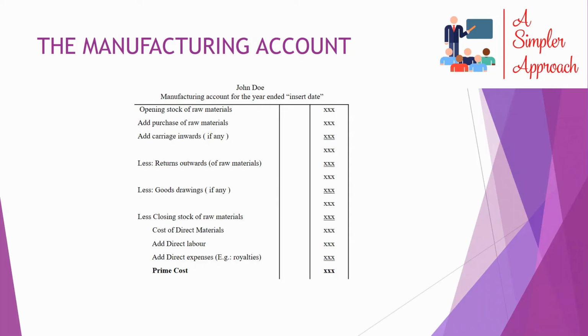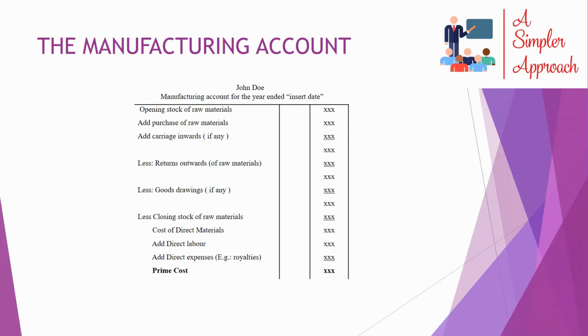Now, go back to number one. Number one is what? Prime cost, which is made up of what? Direct material, direct labor, and direct expenses. All right. This is the first half, the top part of the manufacturing account.